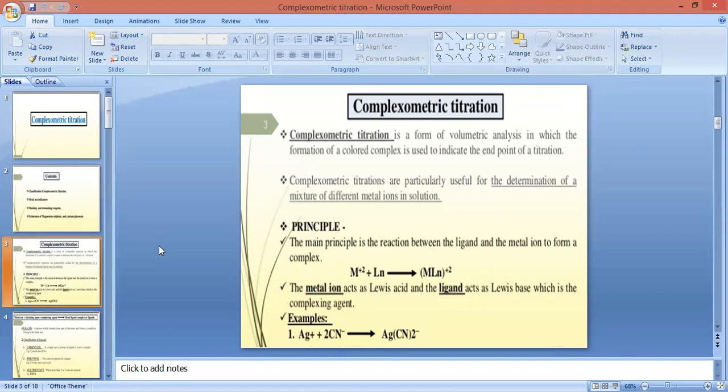And from the volume of standard solution consumed by the metal ion, we can determine the concentration of metal ion. So complexometric titrations are particularly useful for determination of a mixture of different metal ions present in a solution.